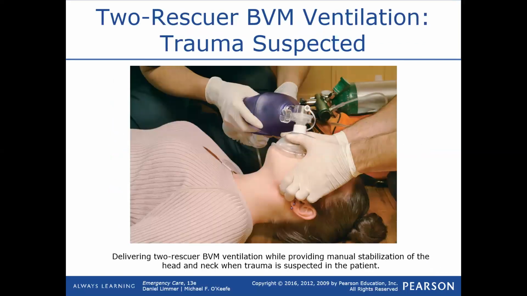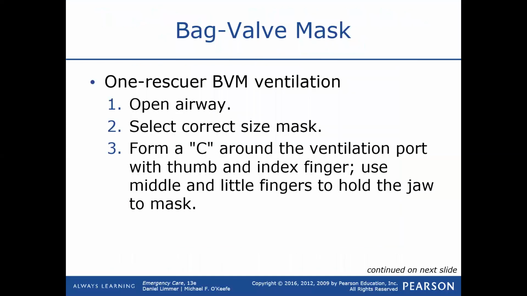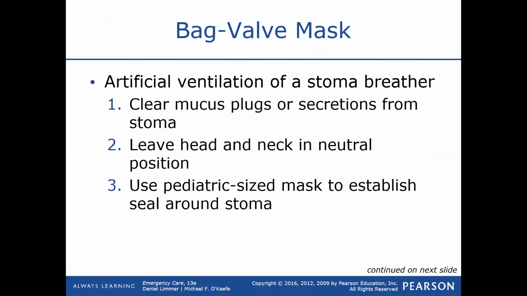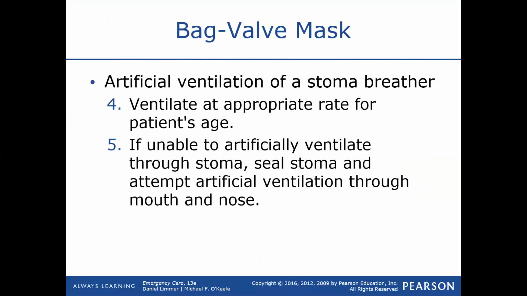This mask on here, where one rescuer is holding the mask down, those will pop off your bag valve mask and you can change them. They're different sizes. So you want to use a smaller one for the stoma. Okay. Ventilate at the appropriate rate for the patient's age. So generally speaking, normal adults, you're going to ventilate at a rate of one breath every 5 to 6 seconds.